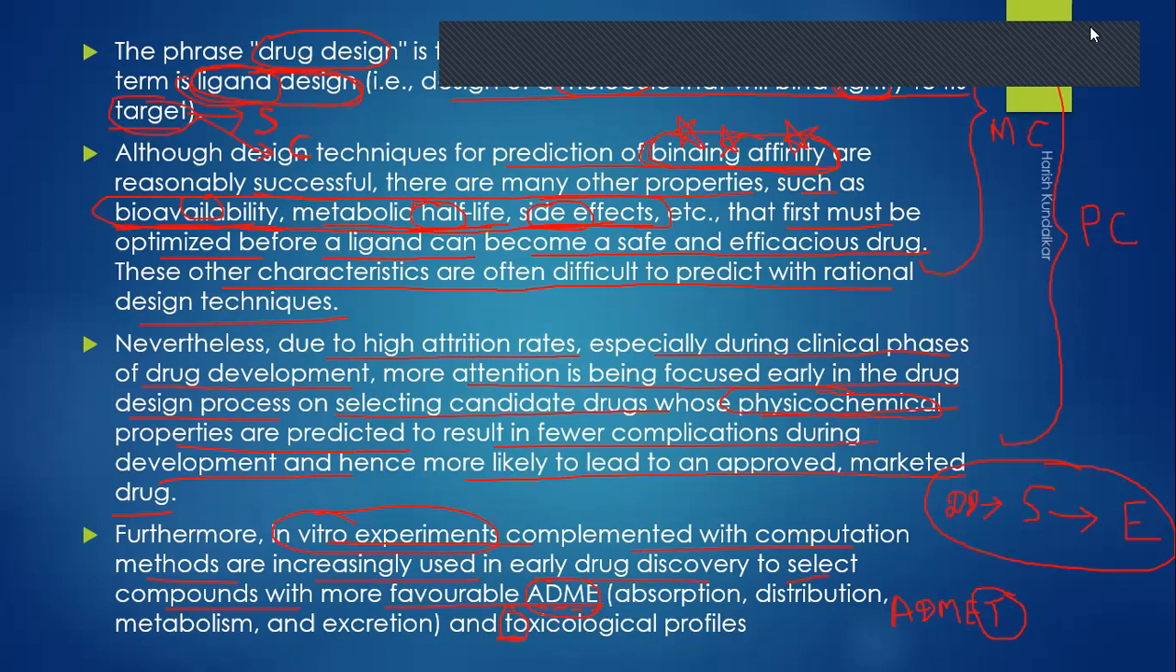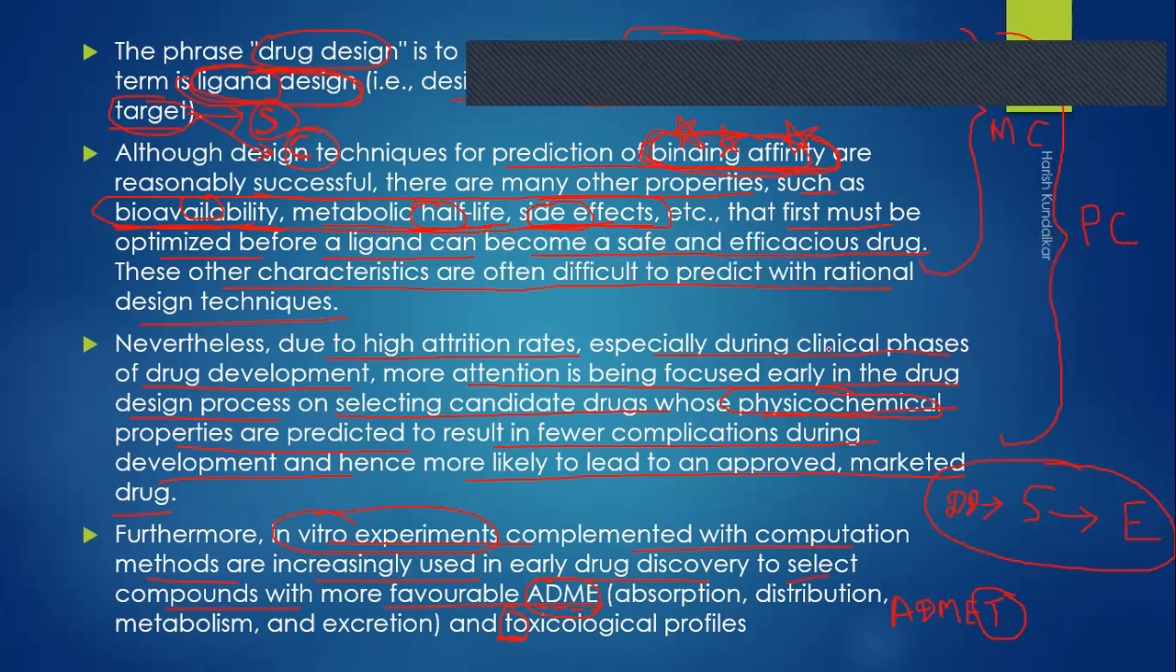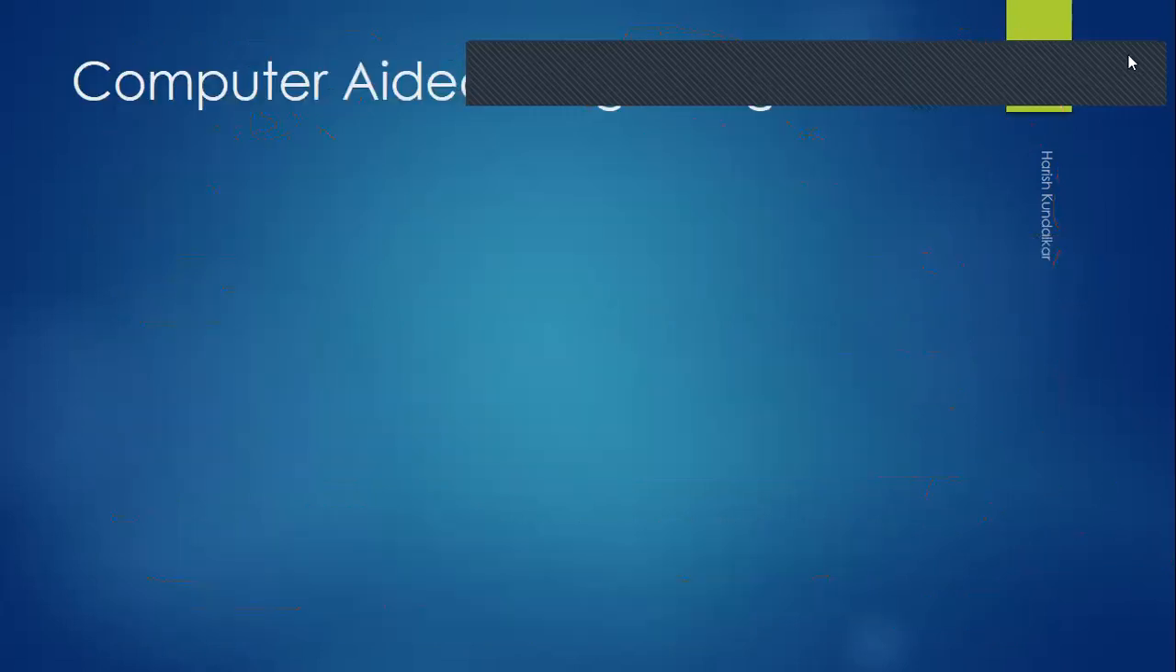सबसे पहले, we'll try to design a molecule or a ligand that will bind tightly to its target on the basis of its shape complementarity and charge complementarity. And then we'll try to predict the binding affinity, right? So this is what we had mentioned. Okay, now the same thing we are going to talk about under the ambit of computer-aided drug design.